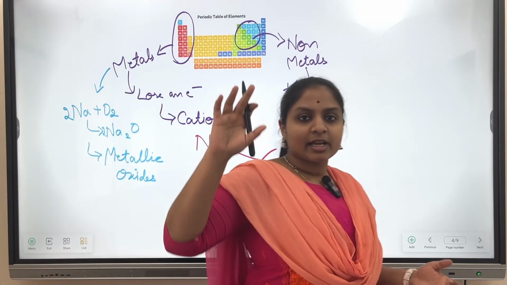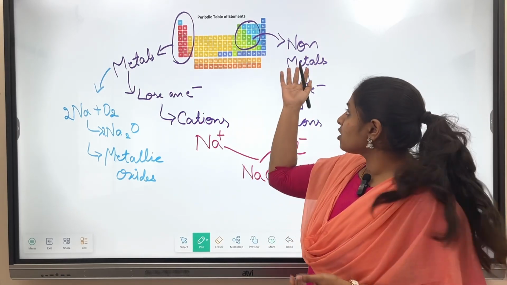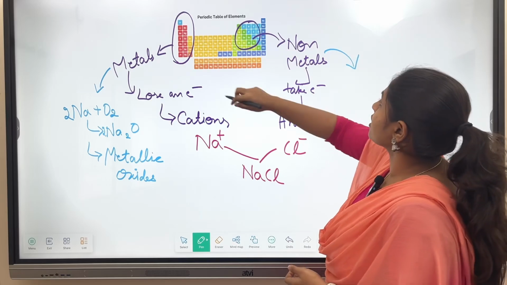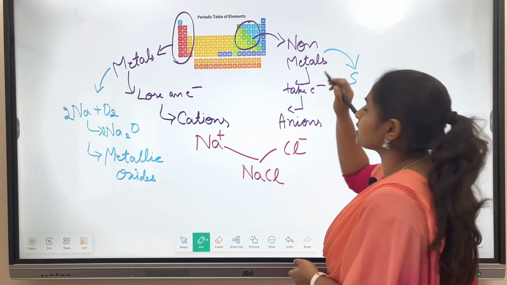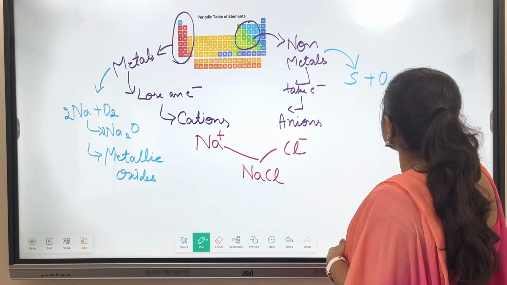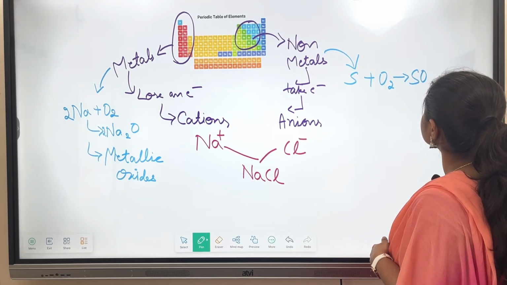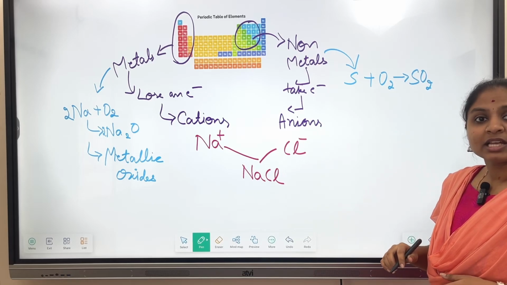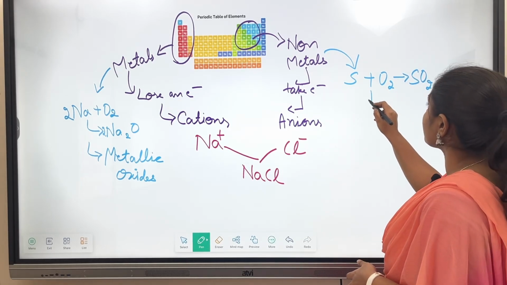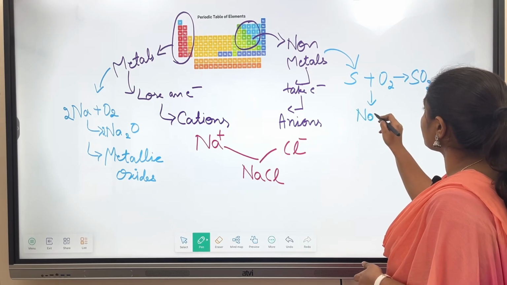And similarly, like how metals are reacting with oxygen, non-metals also react with oxygen. Say we'll take sulfur. Sulfur is a non-metal here. Sulfur reacts with oxygen. When sulfur reacts with oxygen, we are getting sulfur dioxide. Sulfur dioxide, it is a non-metal forming an oxide. We call this a non-metallic oxide.